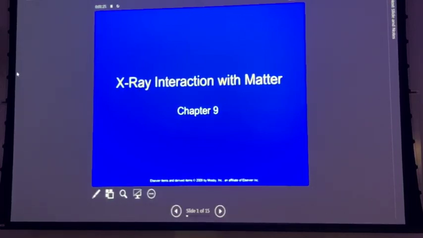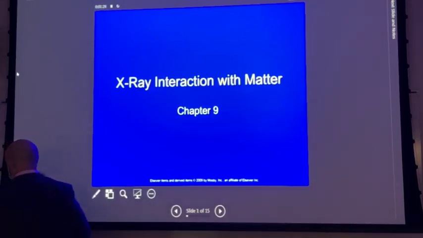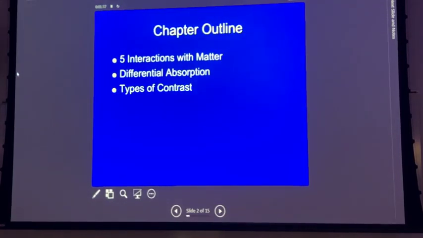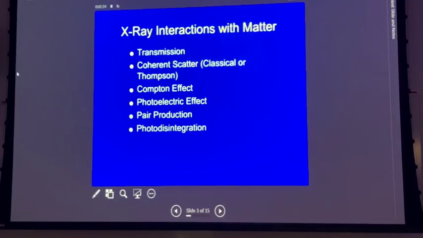So we're not going to spend a tremendous amount of time in chapter 9, but it's worth discussing. We won't go through dose limits or anything like that, but we'll talk about interactions with matter, differential absorption, and types of contrast. Of the 5 interactions with matter, we're really only interested in 3, and of those 3, primarily 2. Transmission is not really an interaction, but it's worth mentioning.